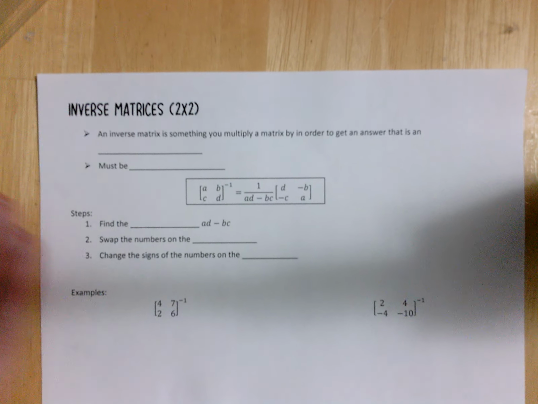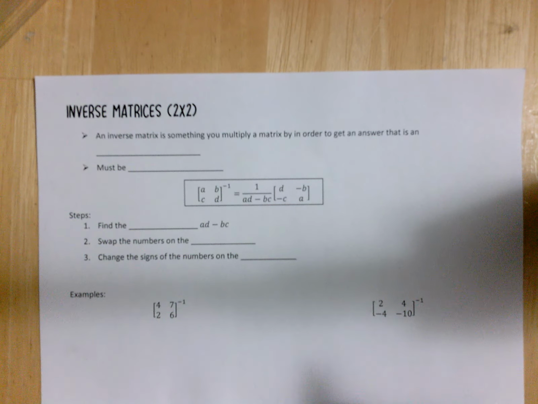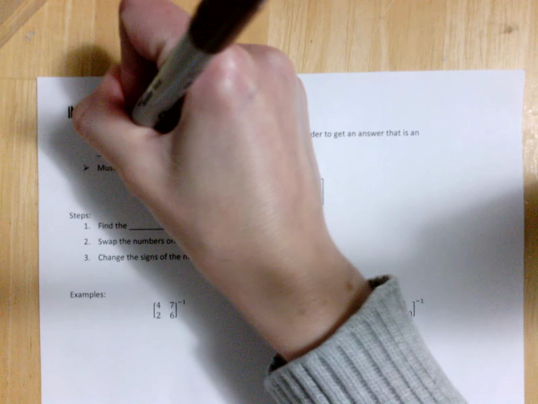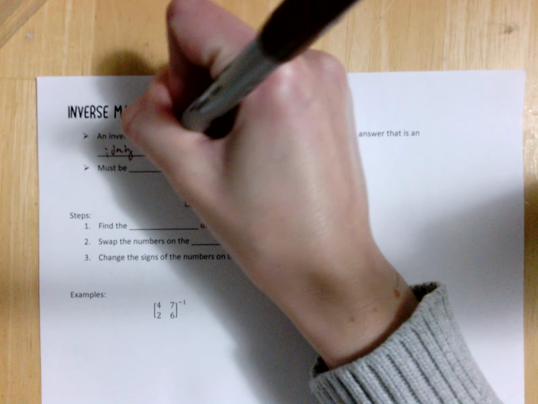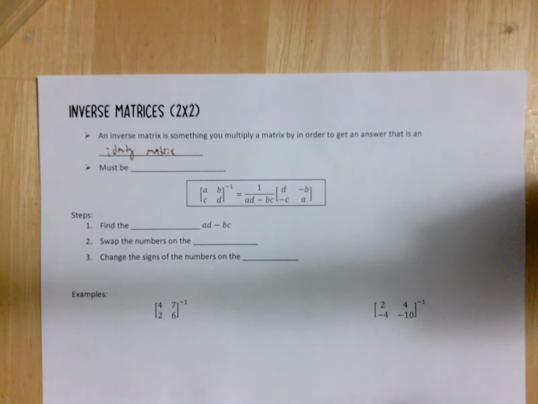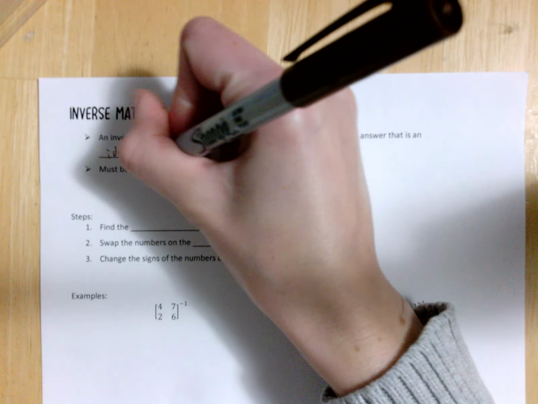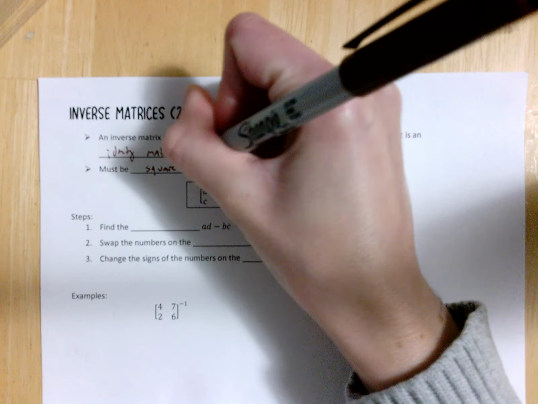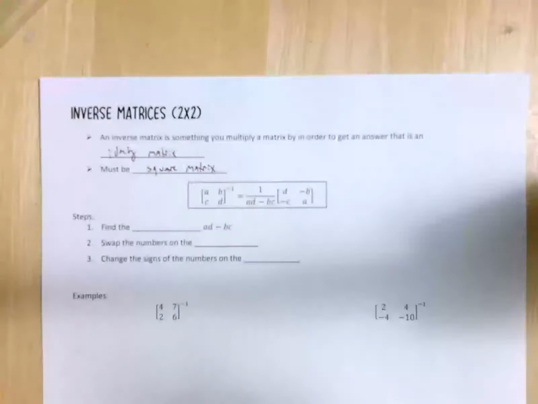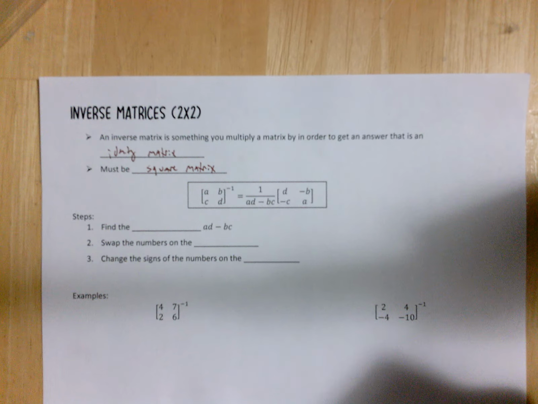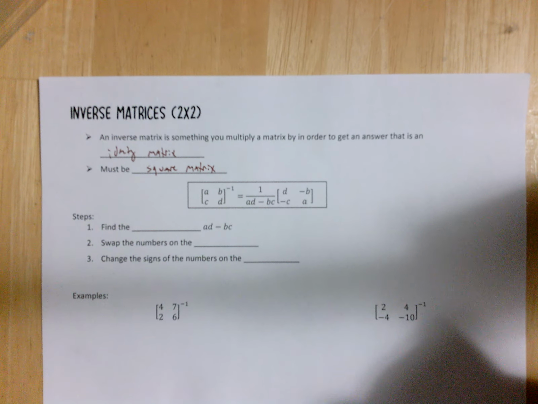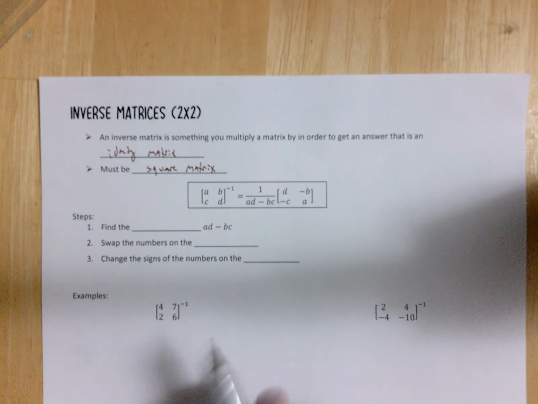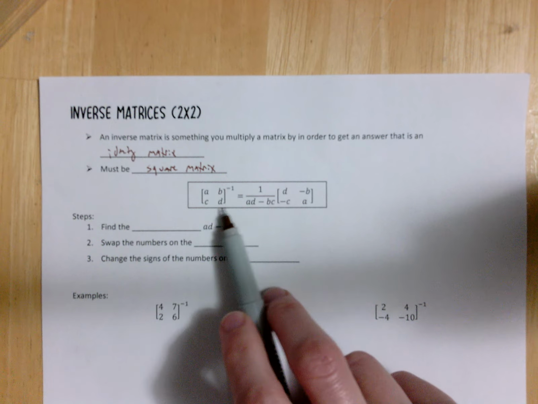So first of all, just some basic stuff. An inverse matrix is something that you multiply a matrix by in order to get an answer that is an identity matrix. So it's the matrix you multiply by to get back to an identity matrix. And then the rule is that it must be a square matrix. We talked about how identity matrices are only square matrices. Well, in order to find an inverse, it's also got to be a square matrix. Now there is a long way of doing this, but we're going to take a shortcut method.